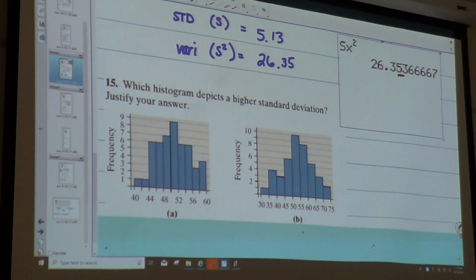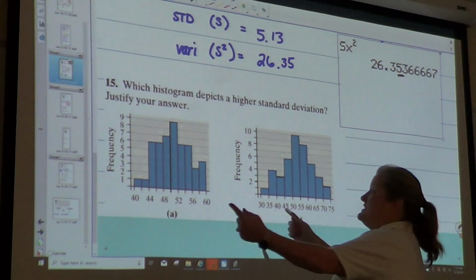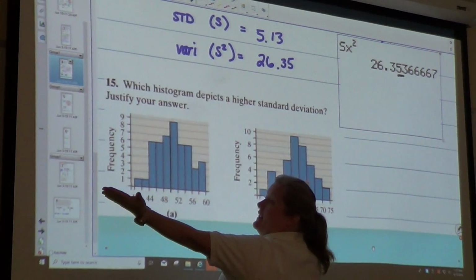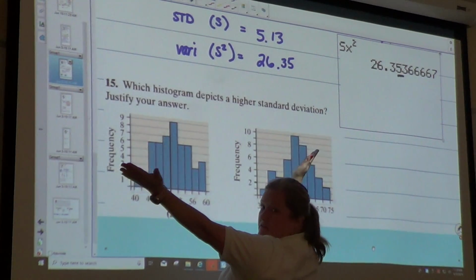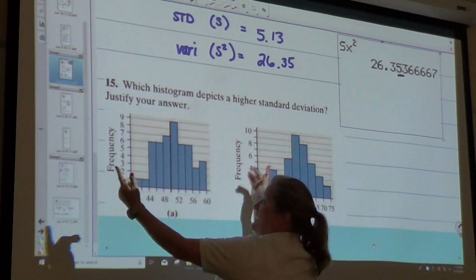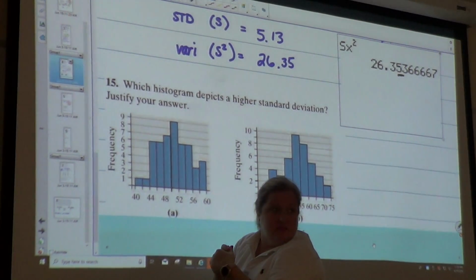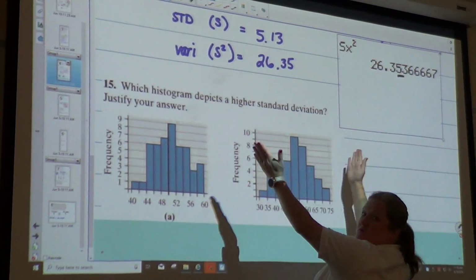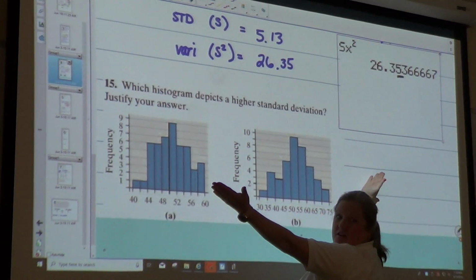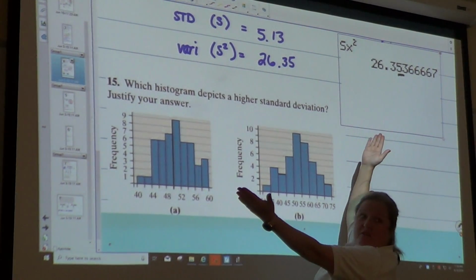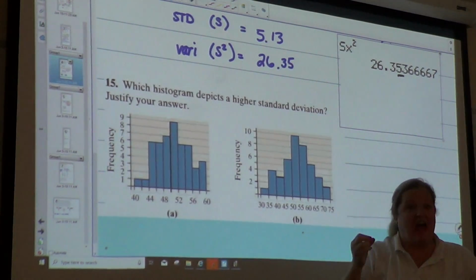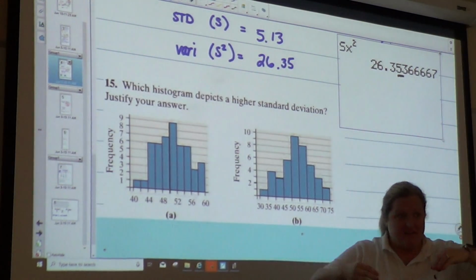Standard deviation is how wide you spread. You got to spread wide to get an STD. Okay? So, we want to know widespread. How wide is this one spread? How many points is this one spread from front to back? 20 points. How far is this one spread open? 45. Which one has the higher spread? B.